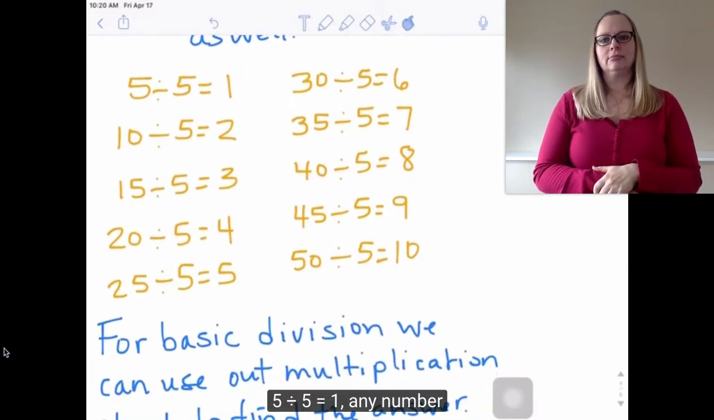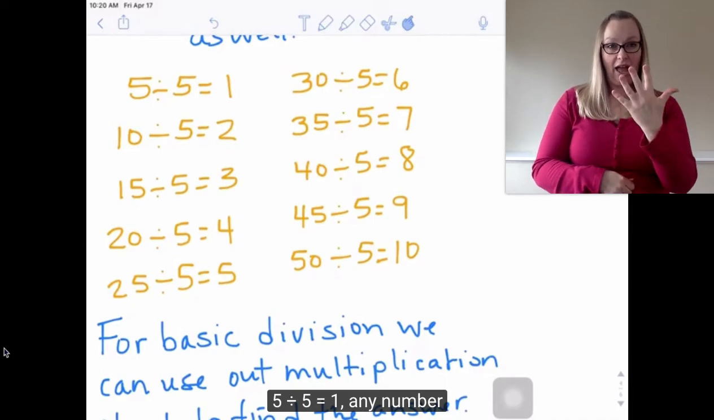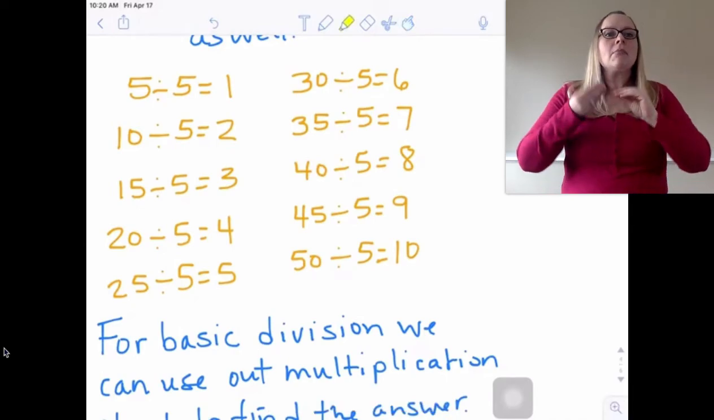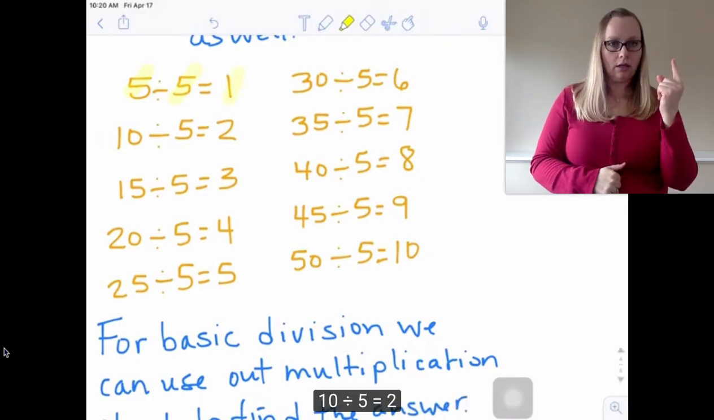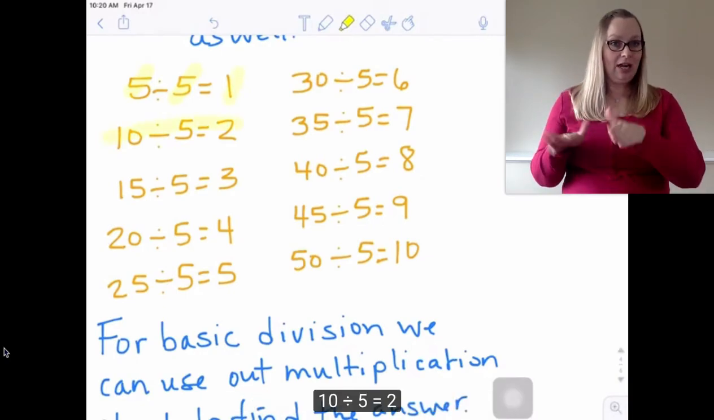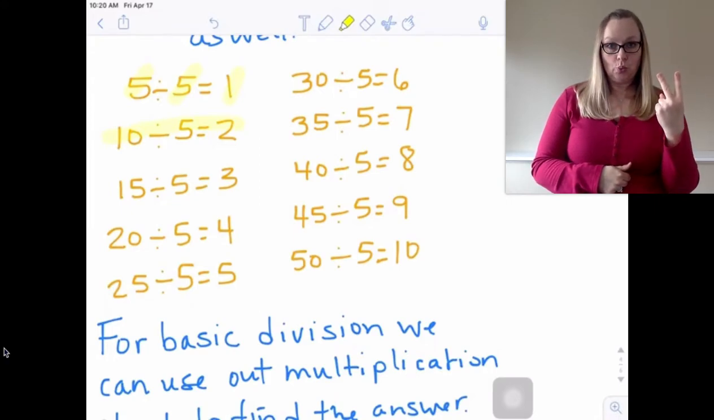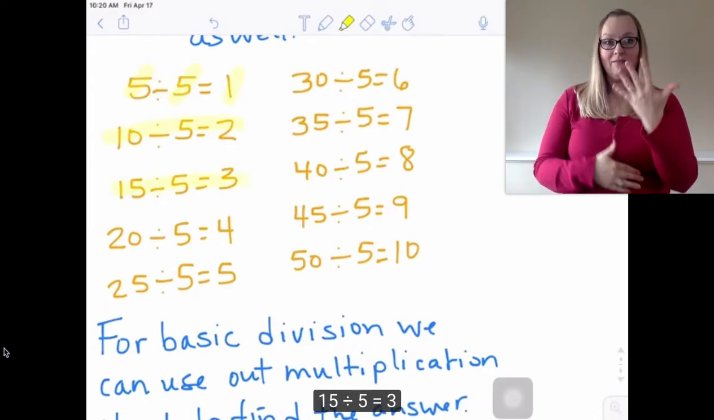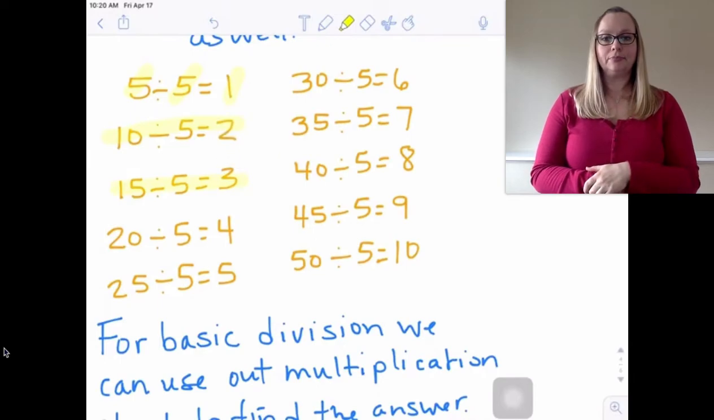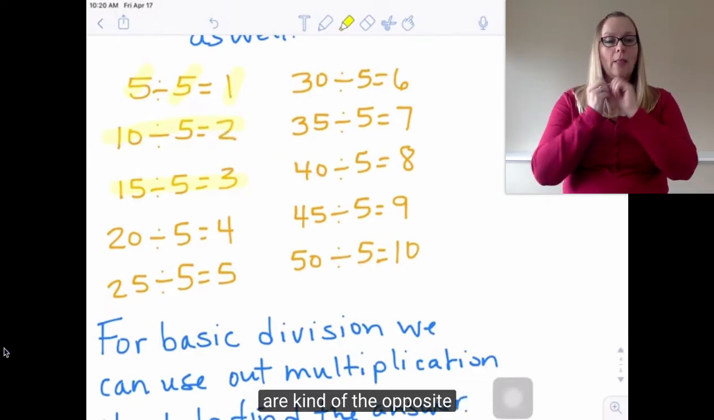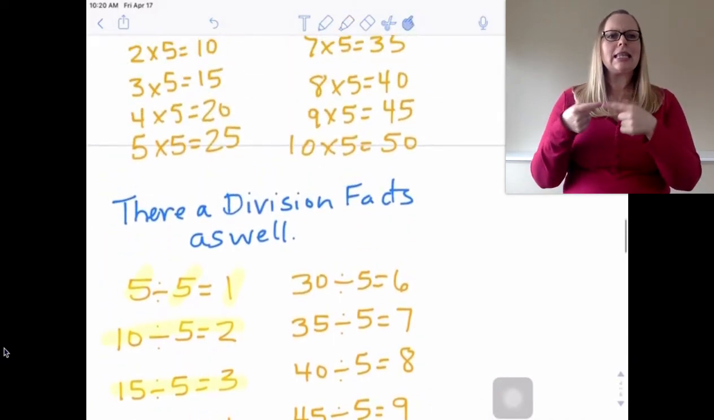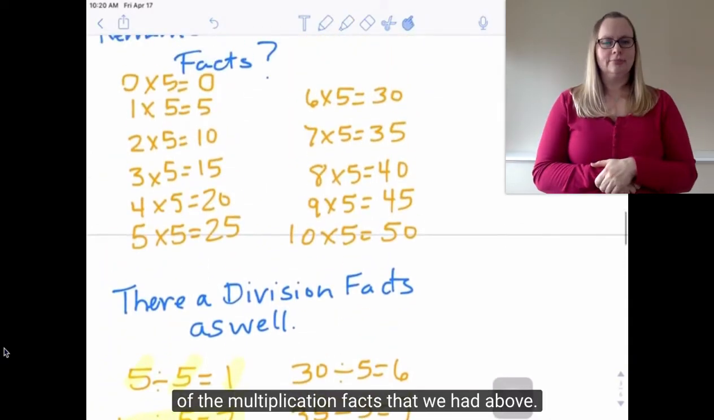5 divided by 5 equals 1. Any number that is divided by itself is going to equal 1. 10 divided by 5 equals 2. 15 divided by 5 equals 3. And so on. You'll see all of these examples are kind of the opposite of the multiplication facts that we had above.